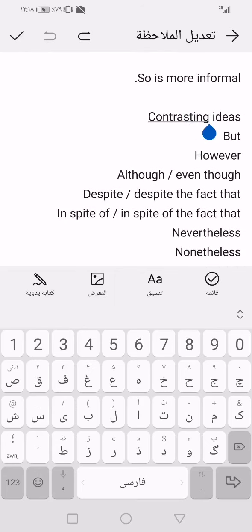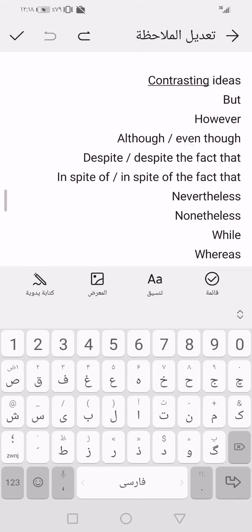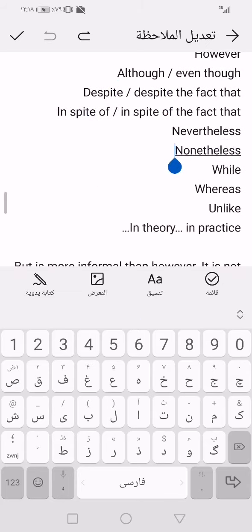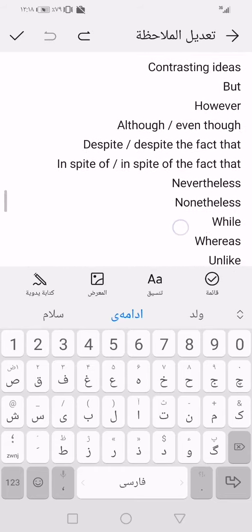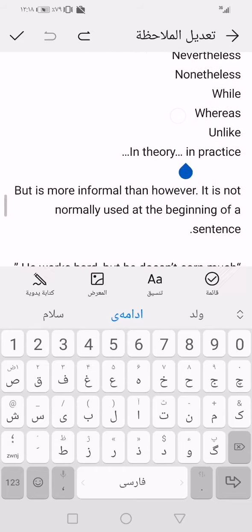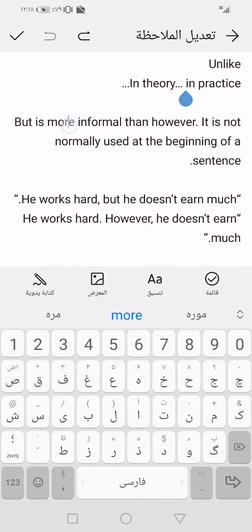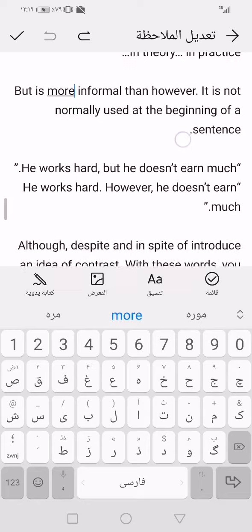Contrasting ideas، الكلمات linking verbs اللي تستخدم لمناقضة الأفكار: but, however, although, even though, despite the fact that, in spite of the fact that, nevertheless, nonetheless, while, whereas, unlike, in theory, in practice. هاي الكلمات تجي بما معنى أنه أريد أن أناقض بين فكرتين أو أكثر. But is more informal than however, it's not normally used at the beginning of the sentence. طبعا هاي غير رسمية ودائما تستخدم في بداية الجملة.